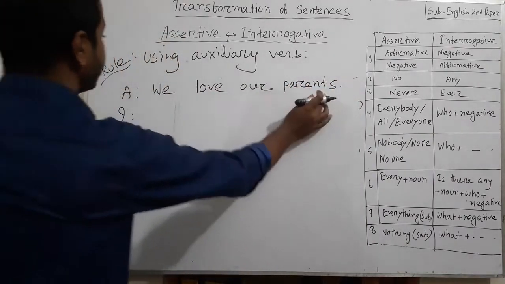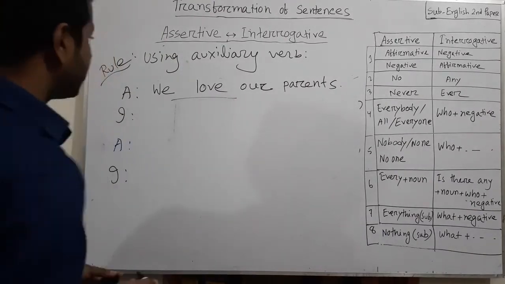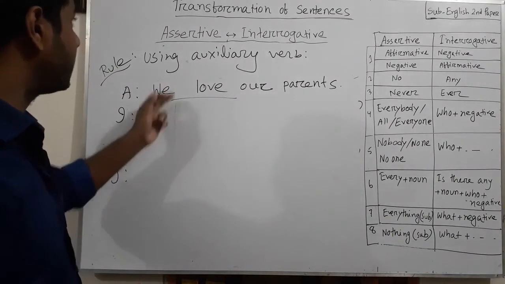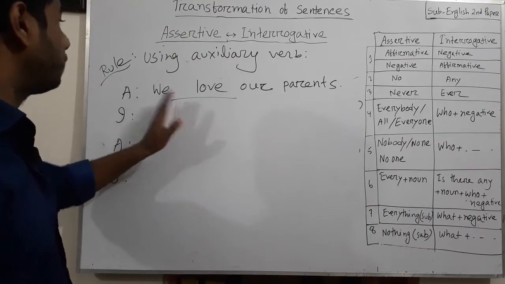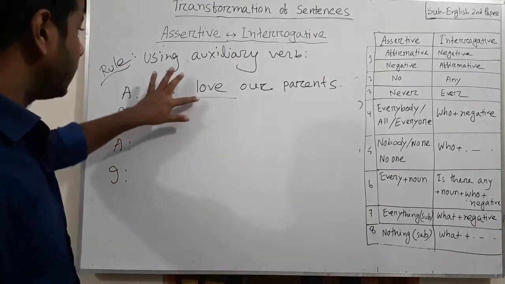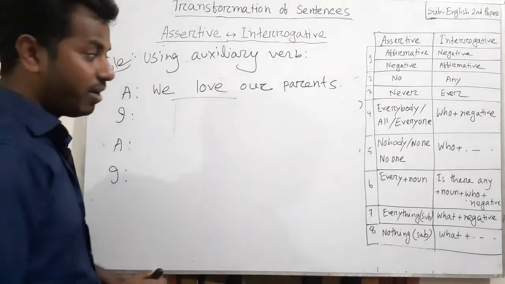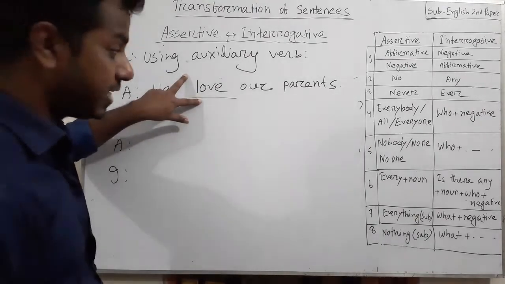We love our parents. So look at the sentence. In this assertive sentence, there is no auxiliary verb. So we have to bring an auxiliary verb to make it an interrogative sentence, as we have to write an auxiliary verb before the subject. As there is no auxiliary verb, we have to bring do, does or did. Look at the sentence, it is present indefinite tense.